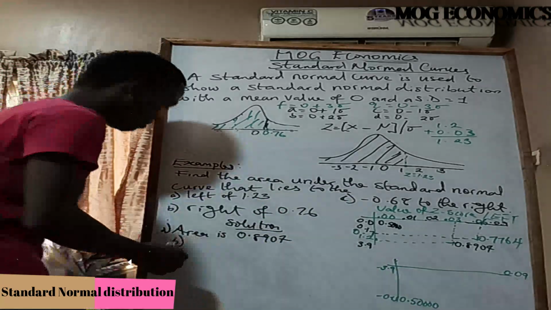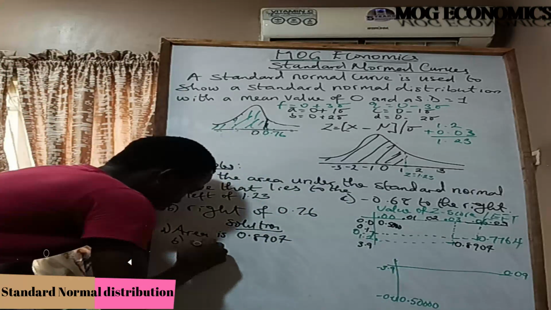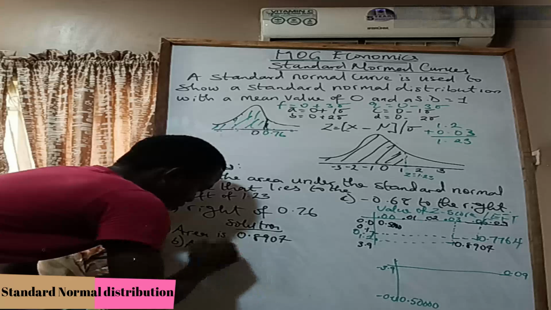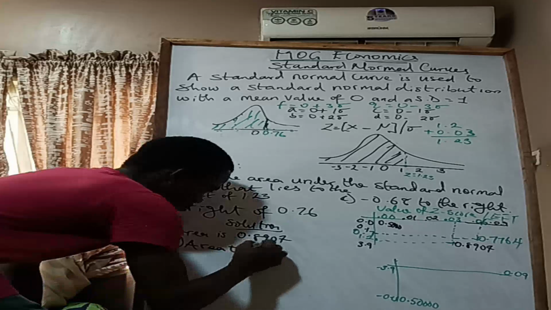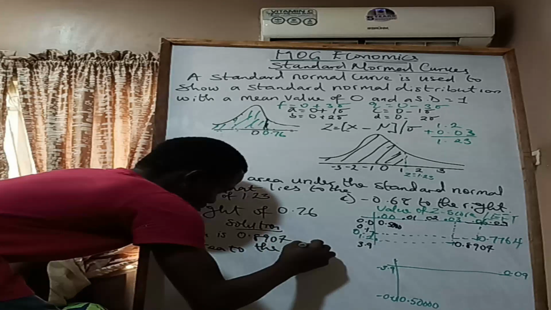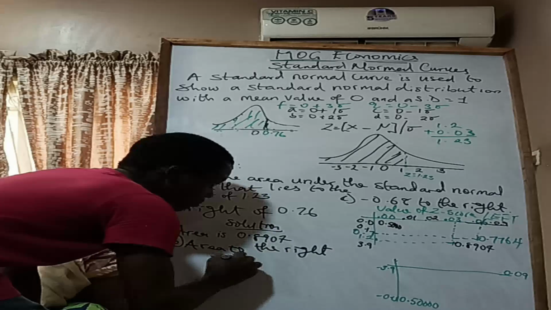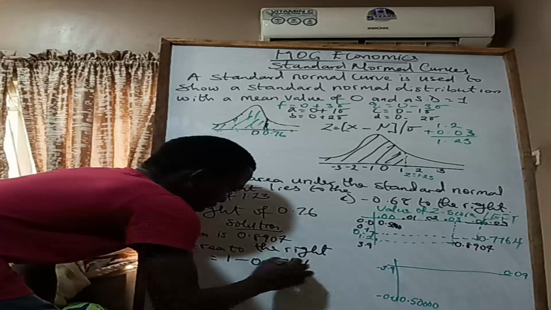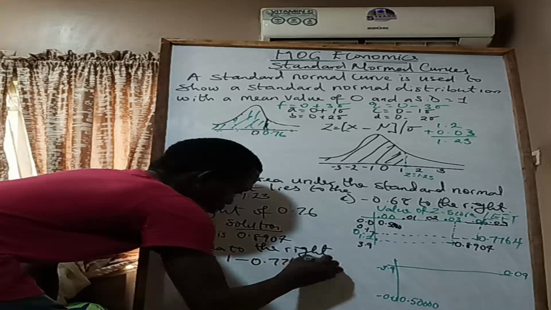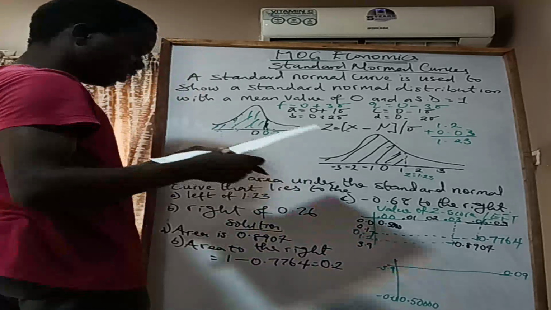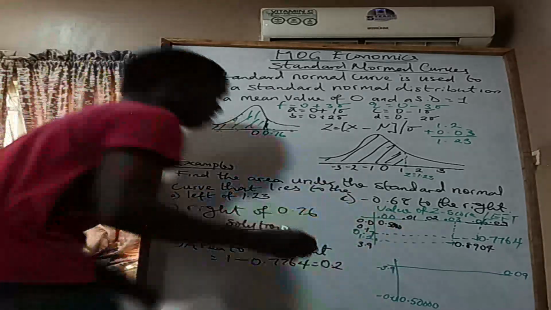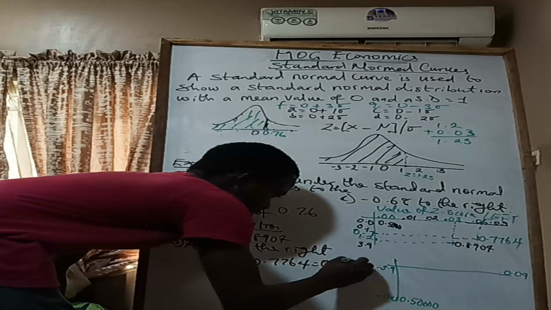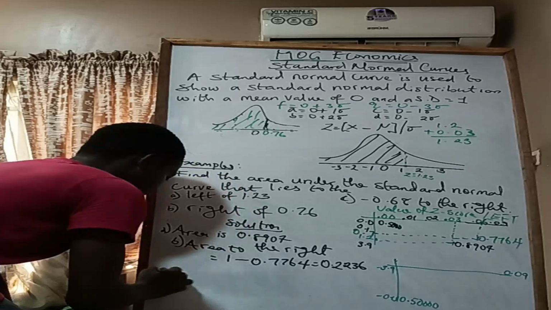So area to the right equals 1 minus the area to the left, 0.7764, and then that gives us 0.2236. All right, then the last one that I want to do.